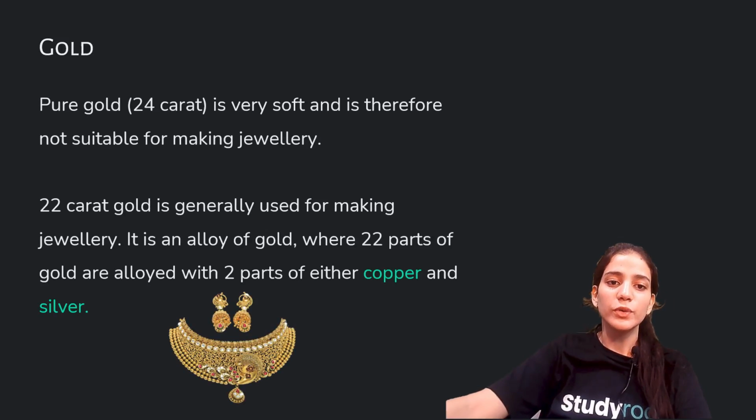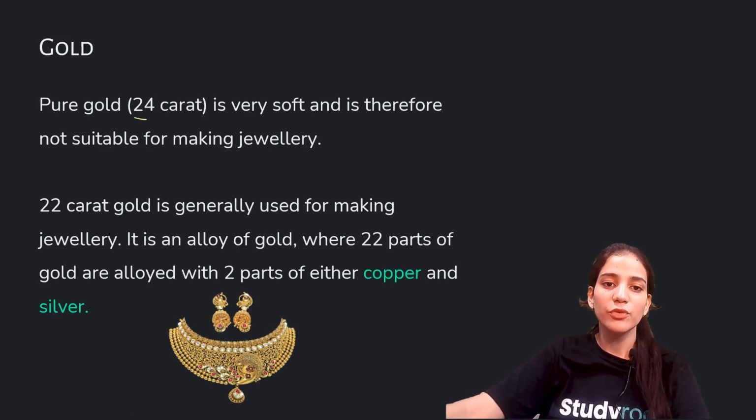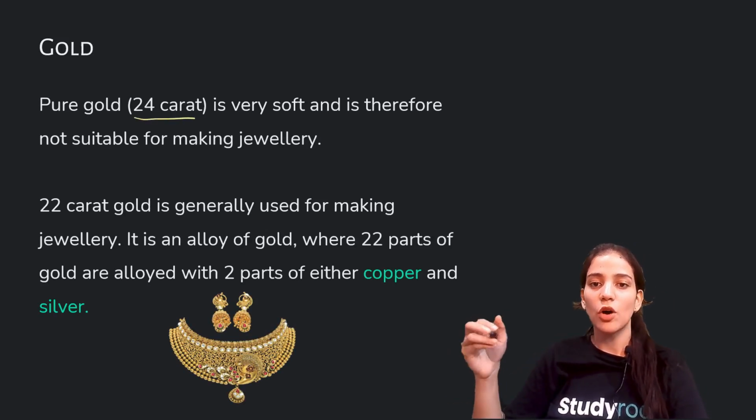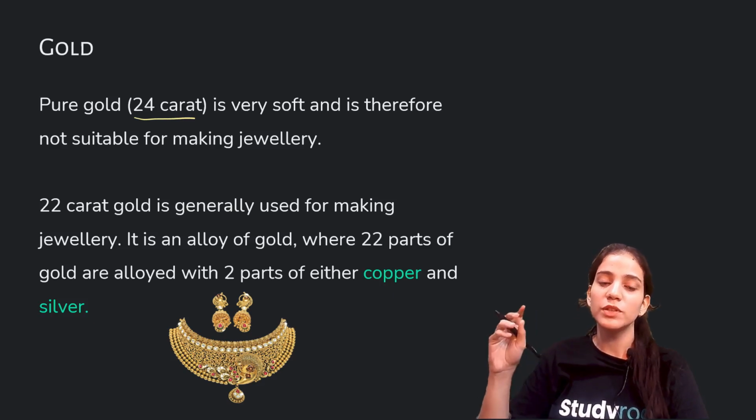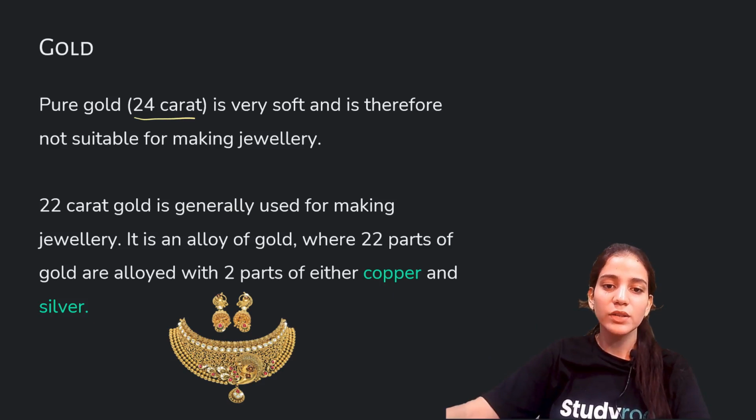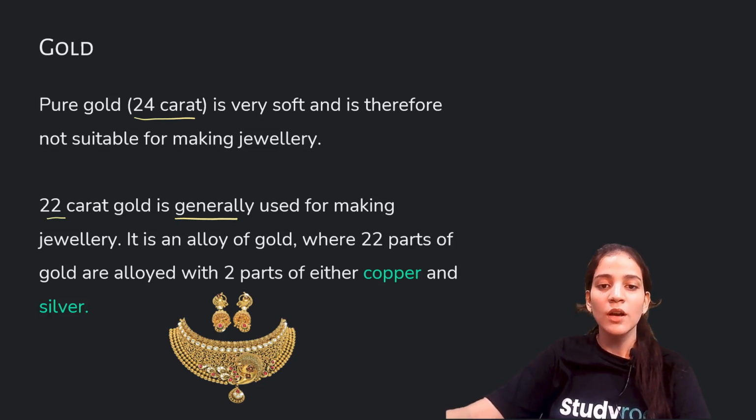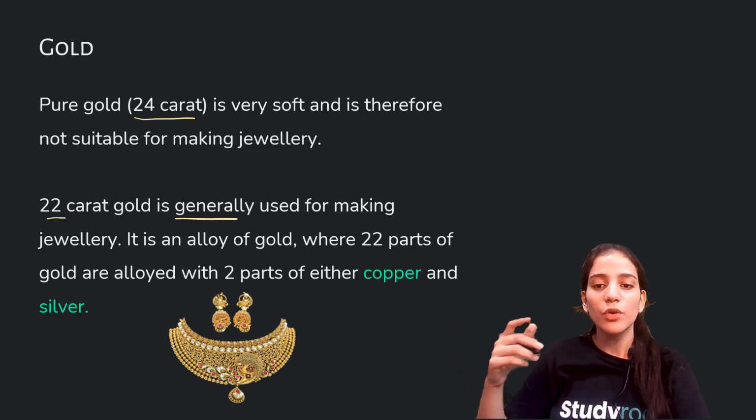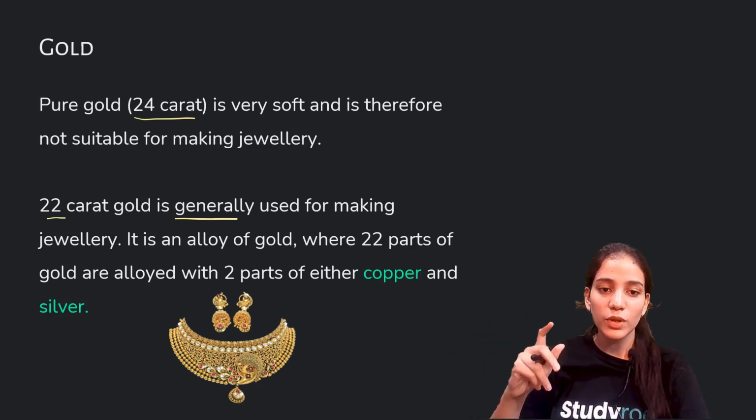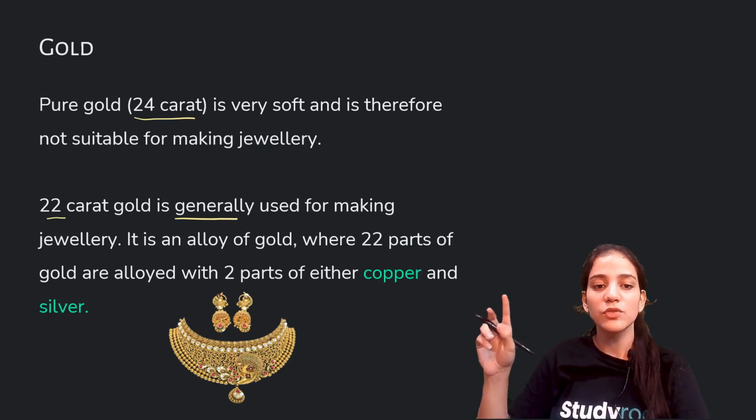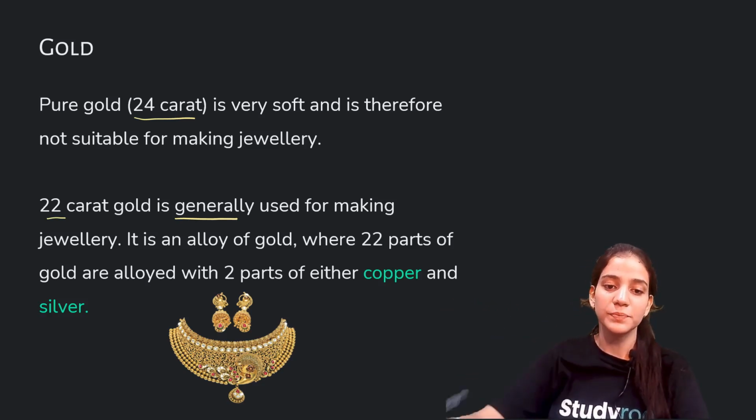So the pure gold that is found is of 24 carats. It is very soft and not suitable for making jewelry. So now we use 22 carat gold. You must have heard that 22 carat gold is used for making jewelry. It is an alloy of gold where 22 parts of gold are alloyed with 2 parts of either copper or silver. So that is how 22 carat gold is made.